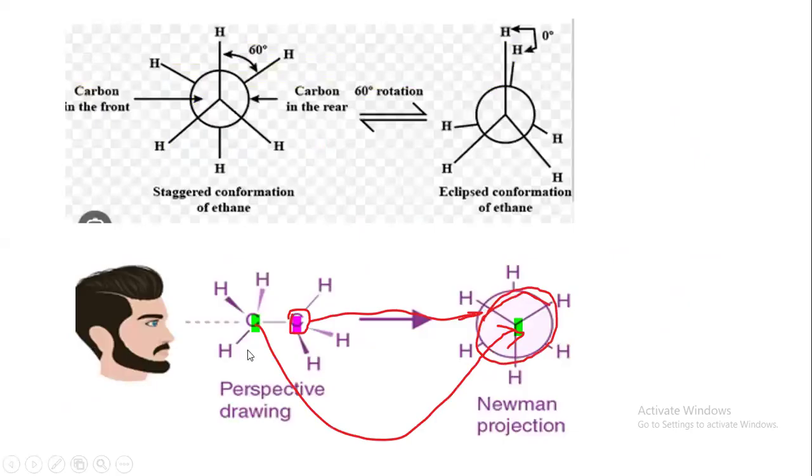See, this is the perspective drawing of ethane. The front carbon is in the center with the Y form, and the back carbon is the incomplete Y in the circle. This is the Newman projection formula.